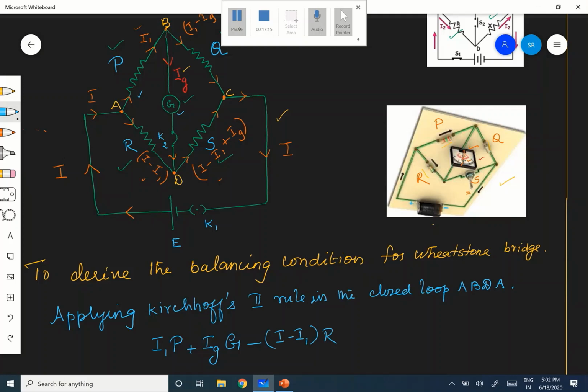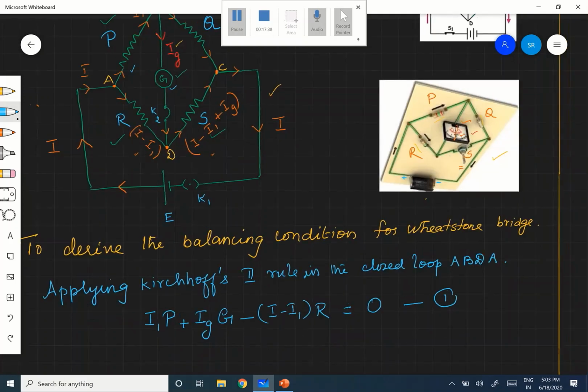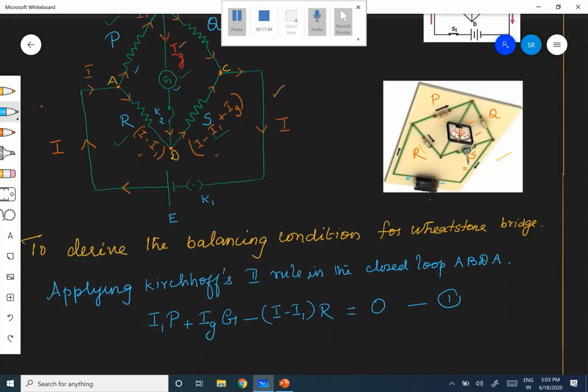And that should be equal to the algebraic sum of the EMFs in that path. What is the EMF here? Is there any source here? No. Therefore, it will be equal to 0. This is equation number 1. Are you following? What we have done is applied Kirchhoff's second rule in the closed loop ABDA.